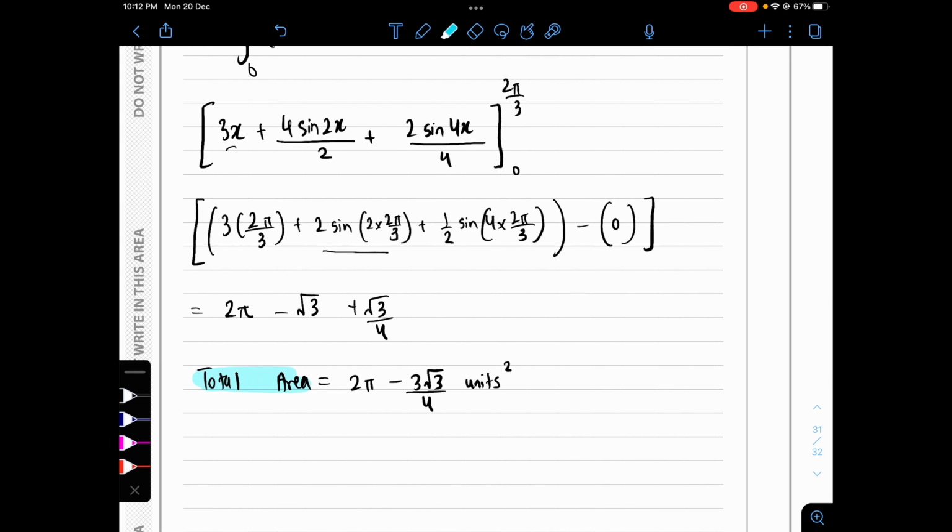So that is our final answer. That is the end of the paper.